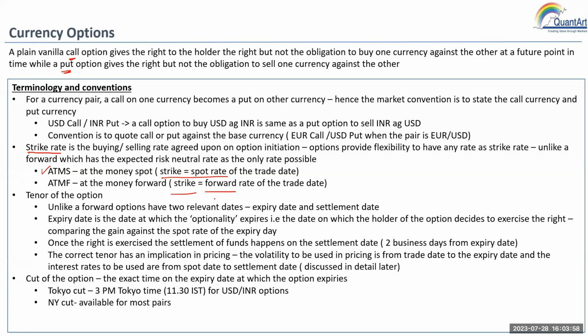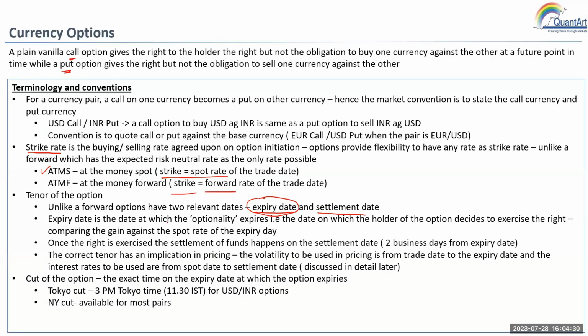Now, another difference between forwards and options is that an option has two relevant dates. In a forward, there is only one day. If you are buying a forward for 31st December 2023, then on that day, the actual delivery of dollars and rupee will happen, right? But for an option, because you have to exercise the option, you have two dates. One, the date on which the actual exercise happens, that is called the expiry. And two days after that, there is a settlement date on which the actual cash flow and delivery will happen. So optionality expires on the expiry date, and then the actual delivery happens on the delivery date, right?